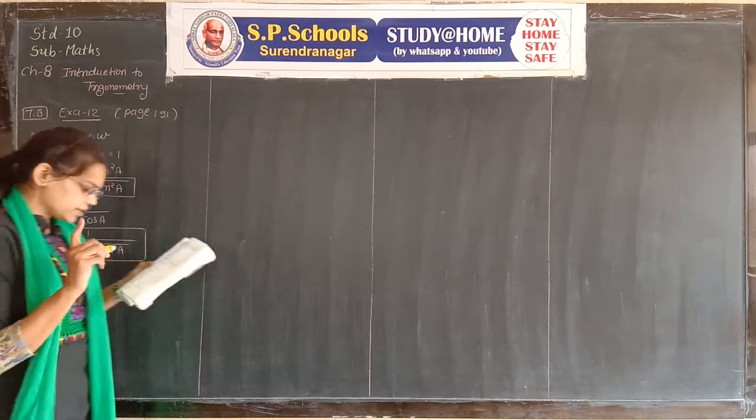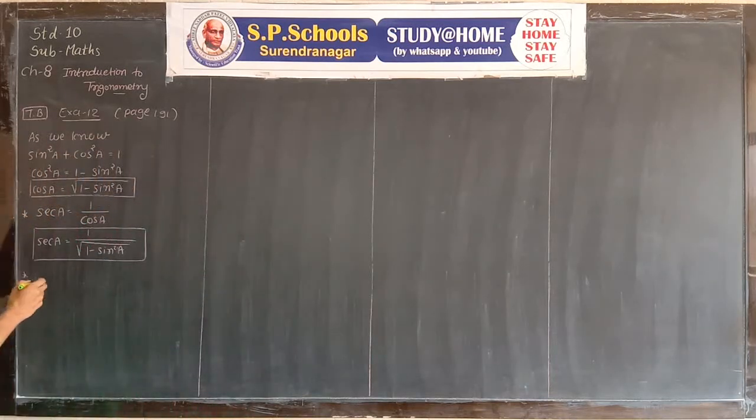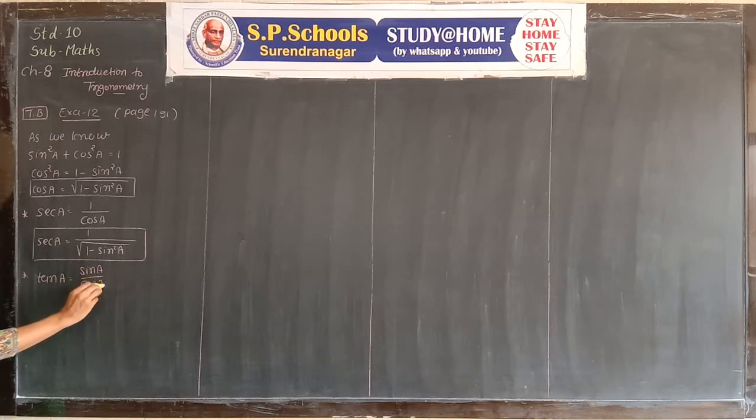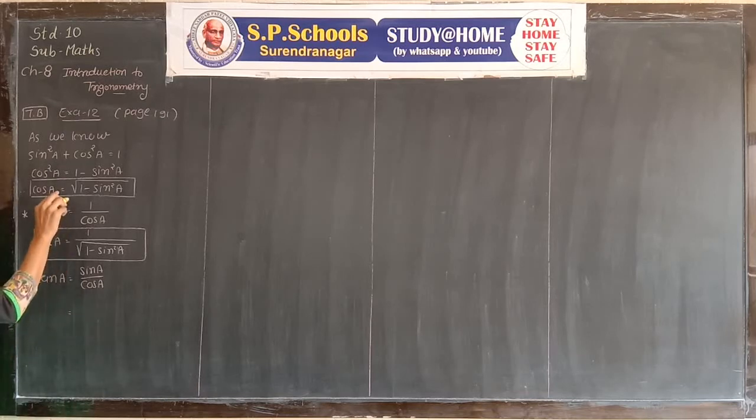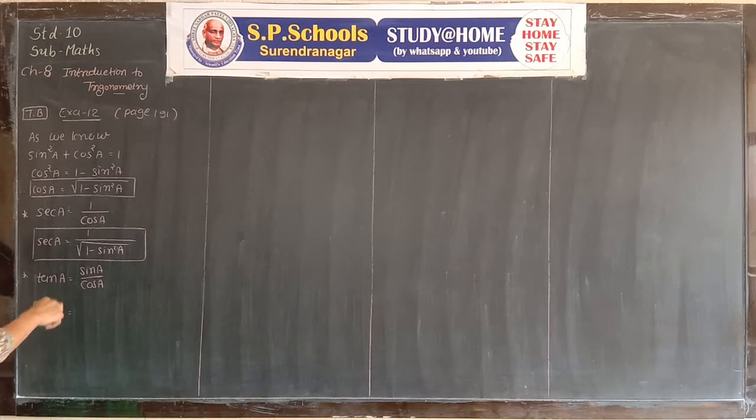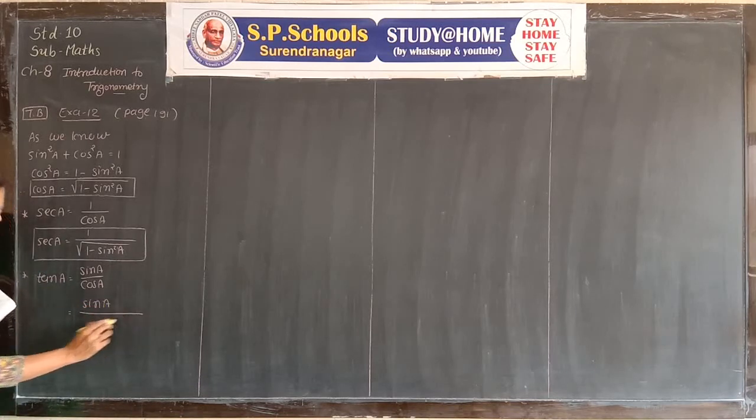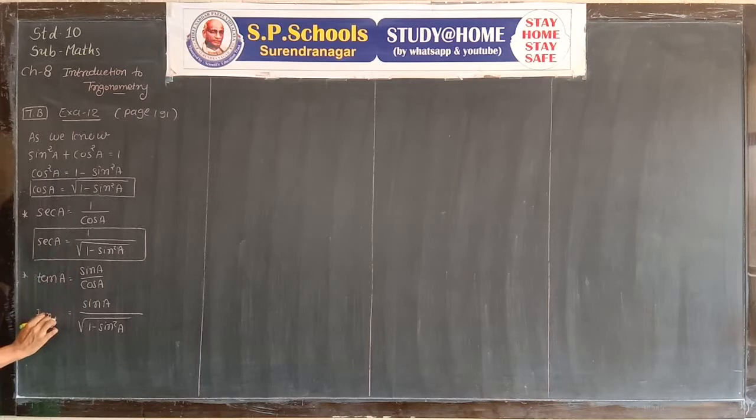Now the third one is tan. For tan, we know tan A is equal to sin A upon cos A. We need to find this tan in form of sine, so sin A remains as it is, and instead of cos A we write square root of 1 minus sin square A. Completed. Tan A in form of sin A.